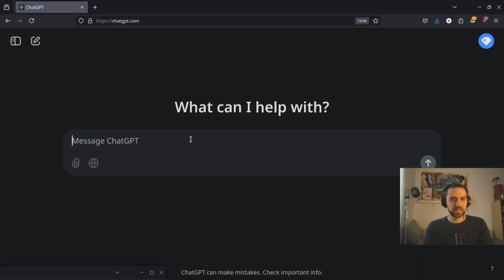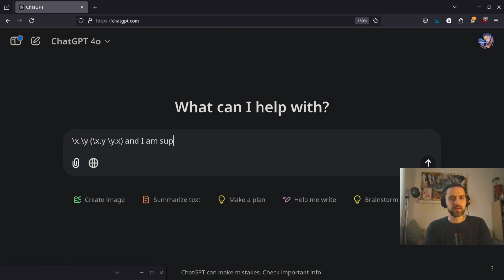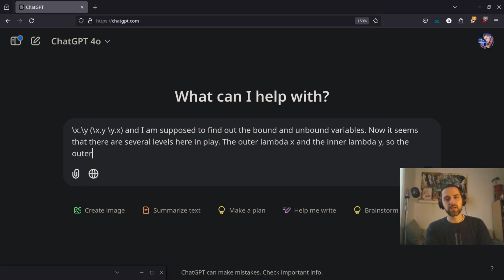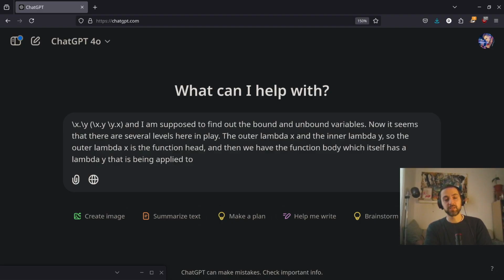ChatGPT. All right. So we have this thing, and I am supposed to find out the bound and unbound variables. Now it seems that there are several levels here in play. The outer lambda x and the inner lambda y. So the outer x, lambda x, is the function head. And then we have the function body, which itself has a lambda y that is being applied to an argument, which is lambda x dot y and lambda y dot x.